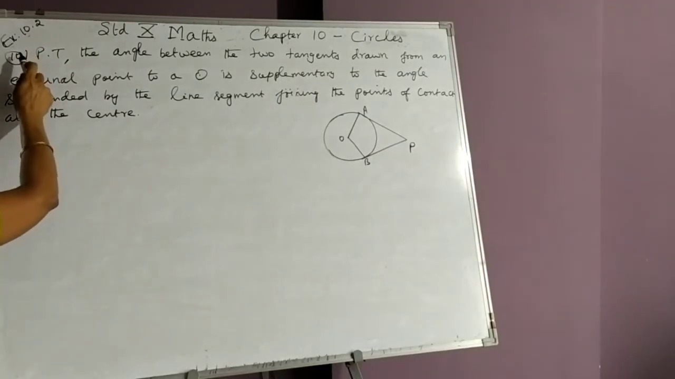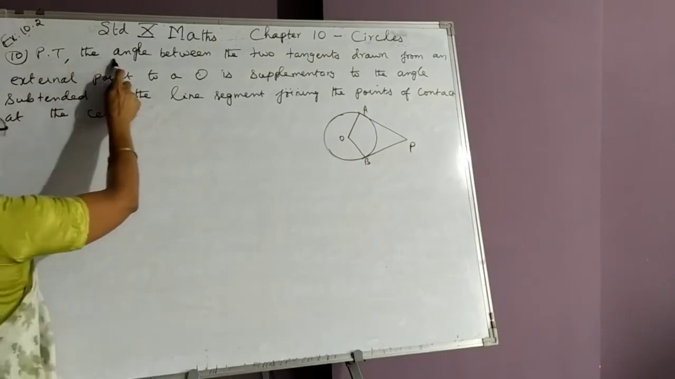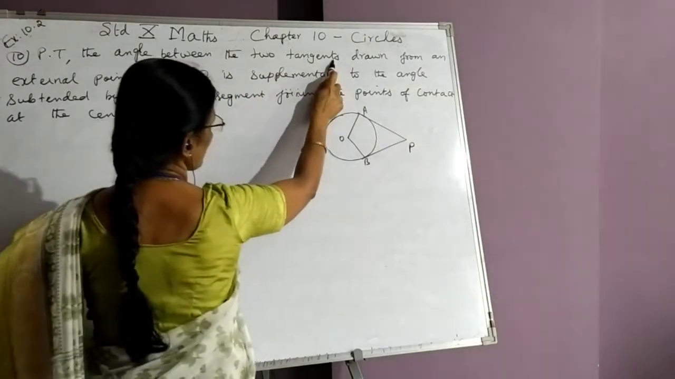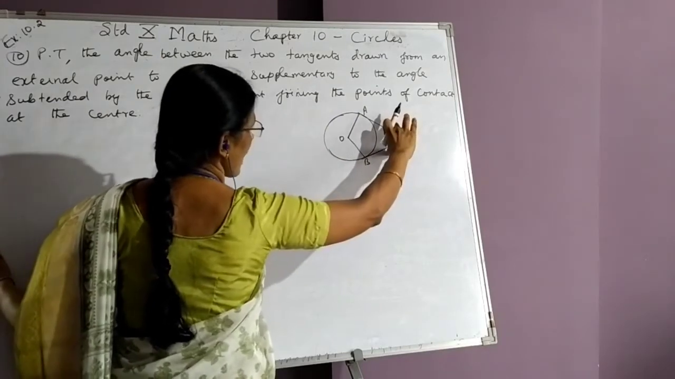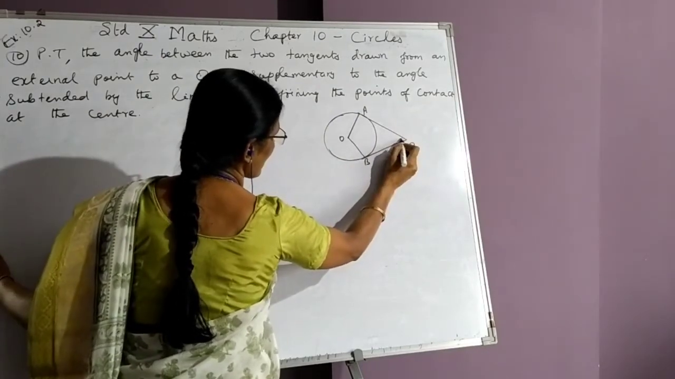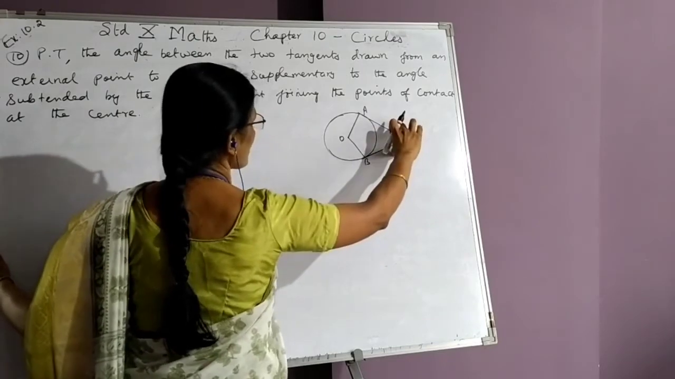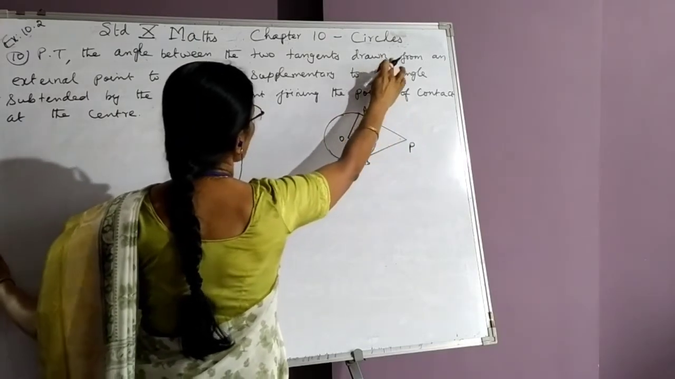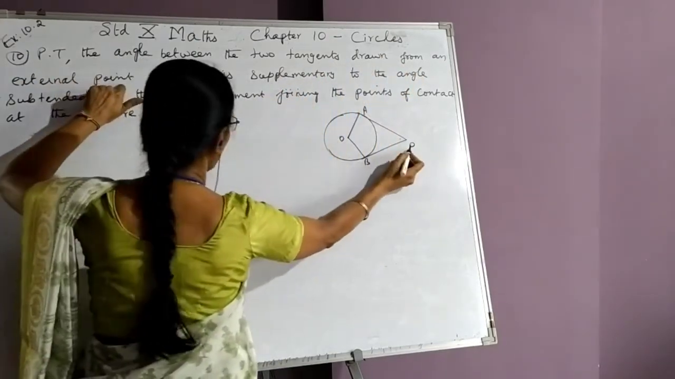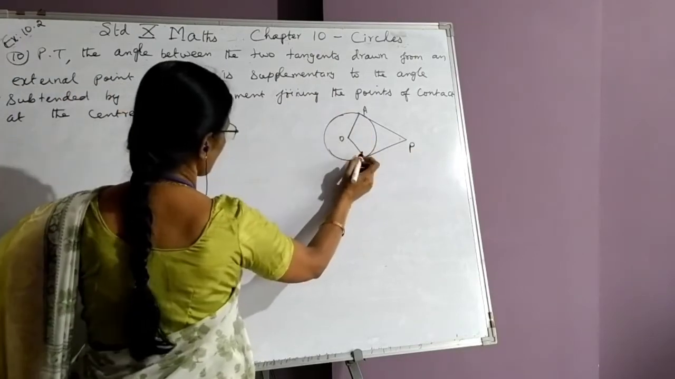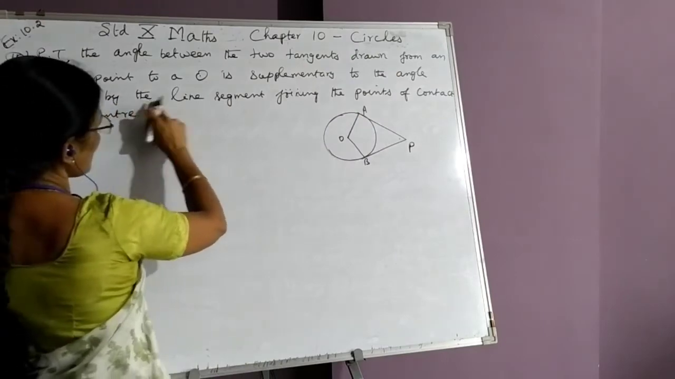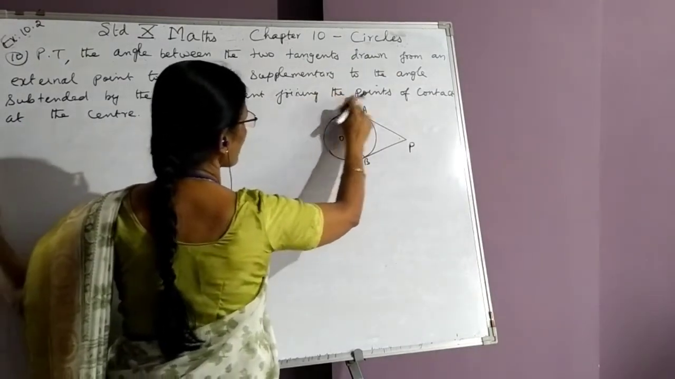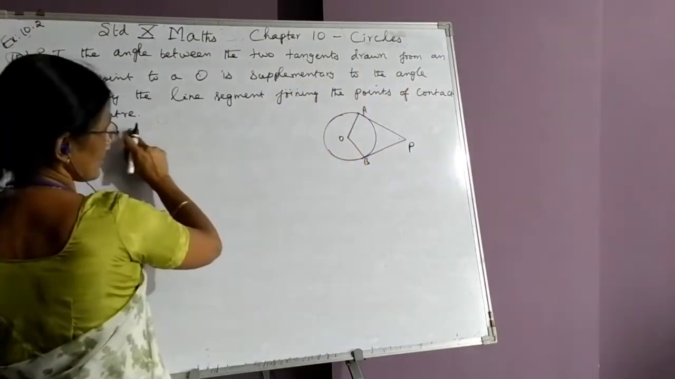Exercise 10.2 10th question. Prove that the angle between the two tangents. Which are the tangents here? PA and PB. Angle between the tangents, it is angle P. So APB is the angle between the tangents, drawn from an external point, P is an external point, to a circle, is supplementary to the angle subtended by the line segment joining the points of contact at the center.